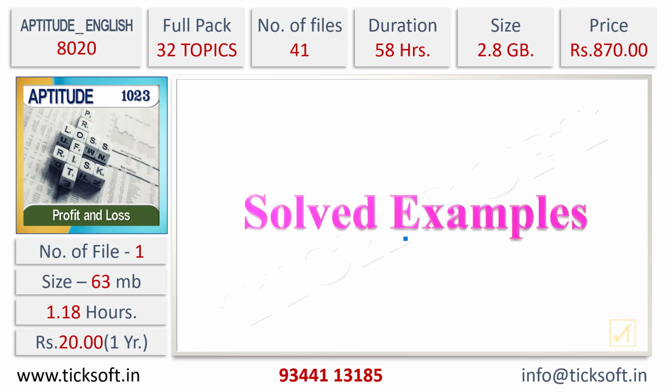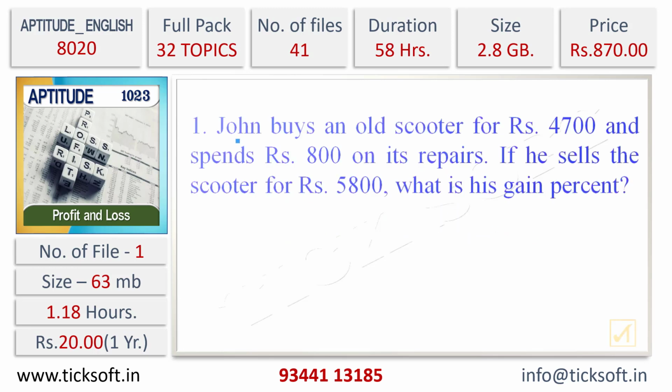Now we are going to see some solved examples regarding profit and loss. The first question is, John buys an old scooter for rupees 4,700 and spends rupees 800 on its repairs. If he sells the scooter for rupees 5,800, what is his gain percent? Here listen, John buys an old scooter for 4,700 rupees and he spent rupees 800 on its repairs. So therefore what will be the cost price of the scooter?